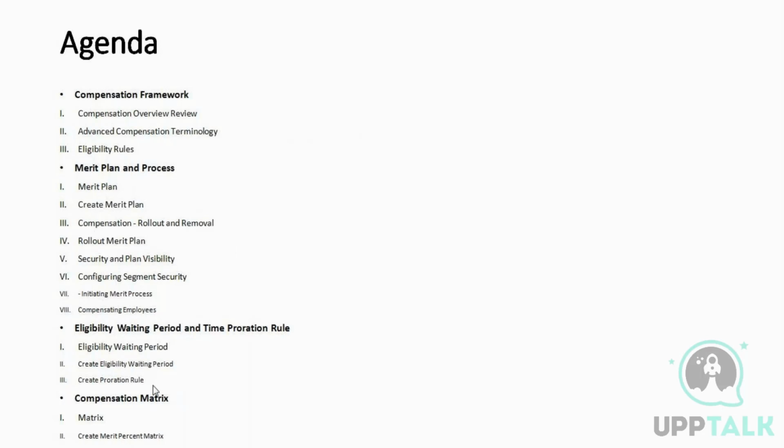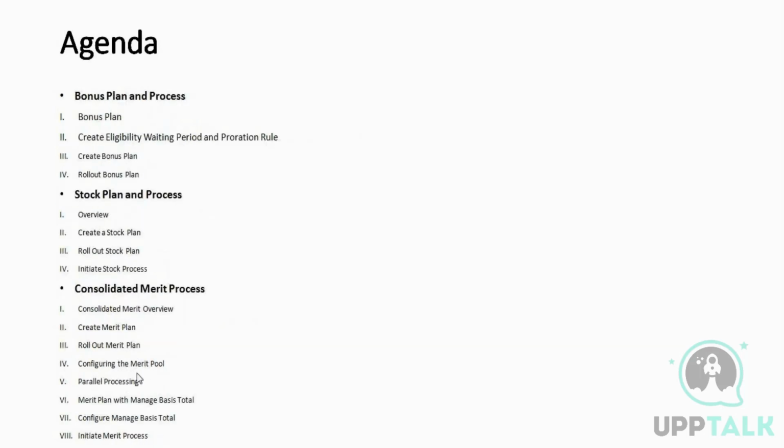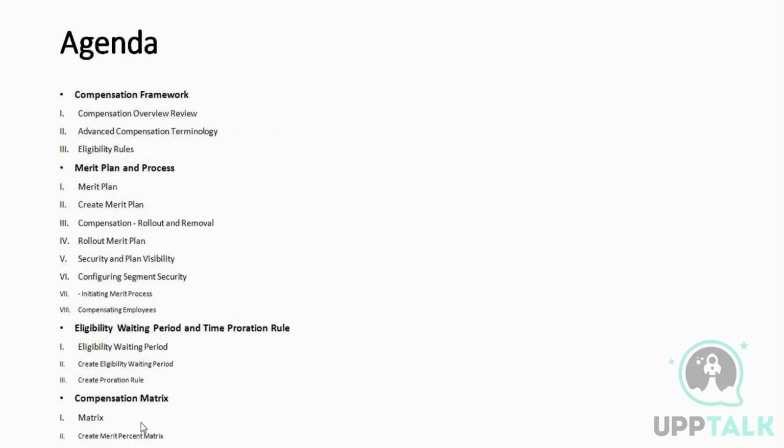This covers the configuration of the merit plans and security related to that, and compensating employees with all the merit that we will be configuring. And then we will be getting into the concept called eligibility, waiting period and time proration rule, where we'll be creating a proration rule based on the employee's hire date and all. We'll be defining that. And then we have some kind of matrix here. We'll be creating the compensation matrix and knowing how it is created.